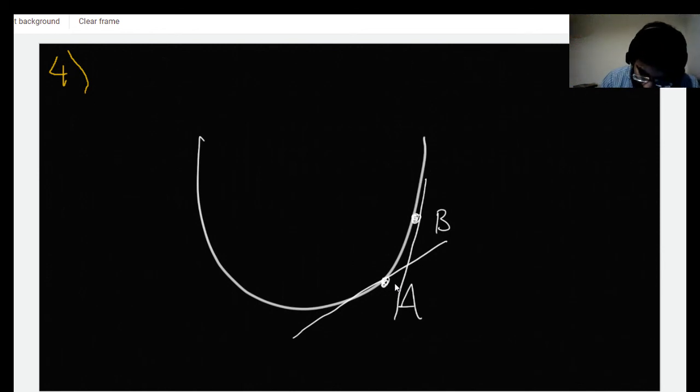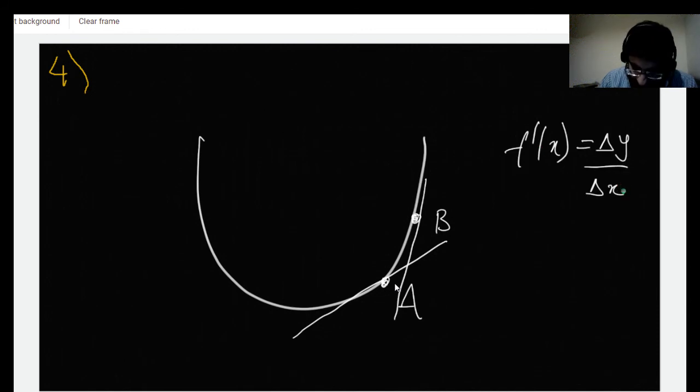Yes. The first derivative f dash x gives me the rate of change of y with respect to change in x. The second derivative gives me the rate of change of the first derivative with respect to x.